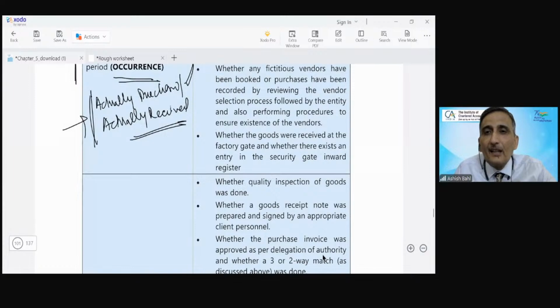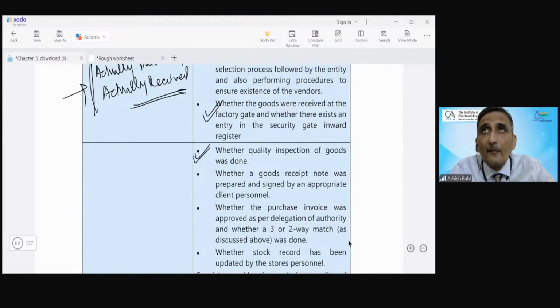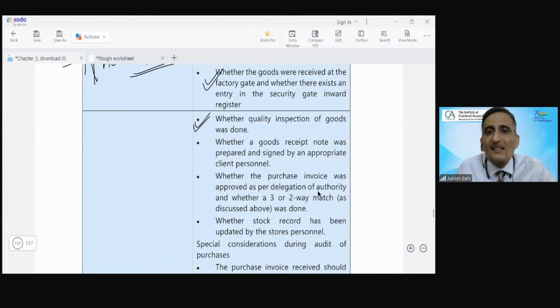It would provide evidence whether there are any fictitious or fake vendors, fake suppliers. Checking of the gate register, goods received register at the factory, gate inward register. So it can be called by any name. Whether quality inspection of goods was done, whether a goods receipt note was prepared. So when the goods are received, obviously some person in the factory would be preparing a goods received note to see whether these conform to the order placed, whether the quantity is as per the order. Whether the purchase invoice was approved, whether the stock record has been updated. So obviously on purchases, the stocks would be received and added in stock inward.